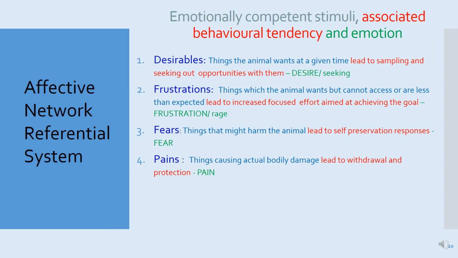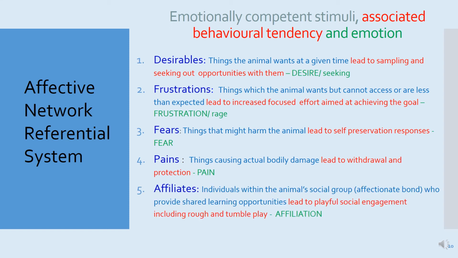And it's important to remember that emotional responses are not just released by the presence of the particular stimuli, they can be released by its anticipation or anticipation of its loss or its disappearance. So any of the situations of anticipation of arrival, its presence, anticipation of its removal, or its immediate absence or loss can result in an emotional response relating to that affective network referential system. These four systems here all relate to perceptions of the physical environment.